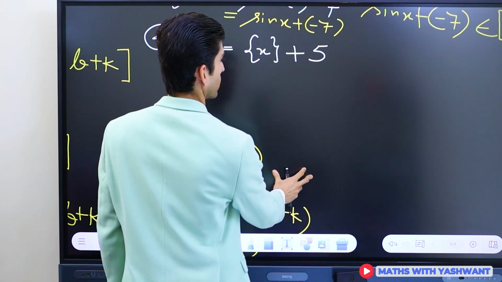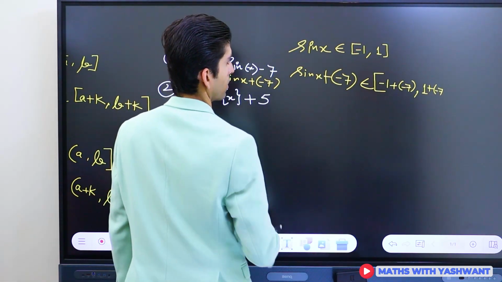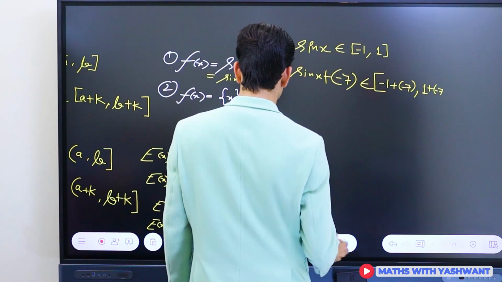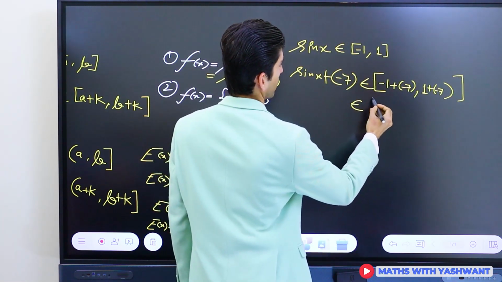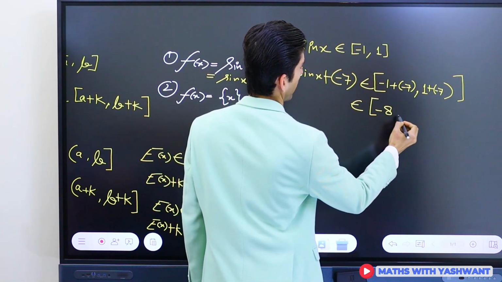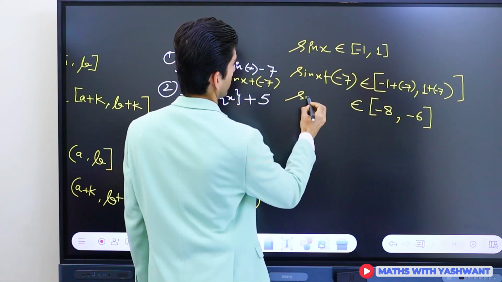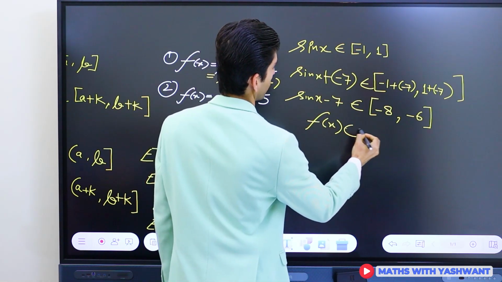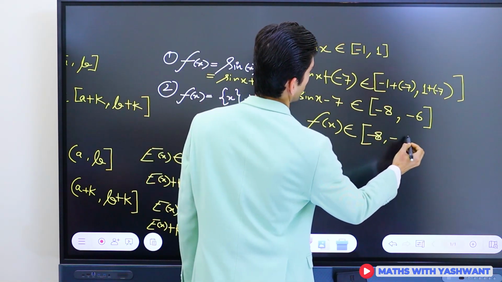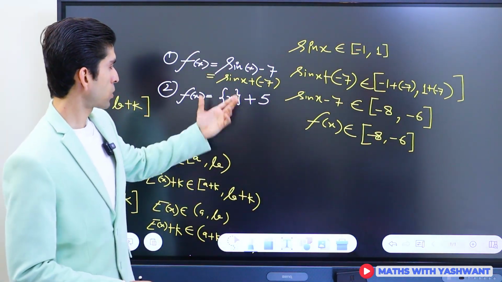Okay, just let me fix this for a while. So we add negative 7 to the boundary points and we get negative 8 and we get negative 6. So this is the range of sine of x minus 7, which is actually your f(x). So the range of f(x) comes out to be negative 8 to negative 6 for the first question. Now let's solve the second one.